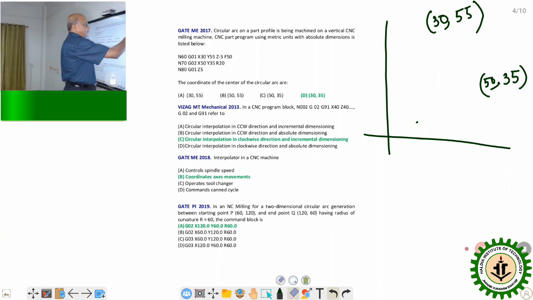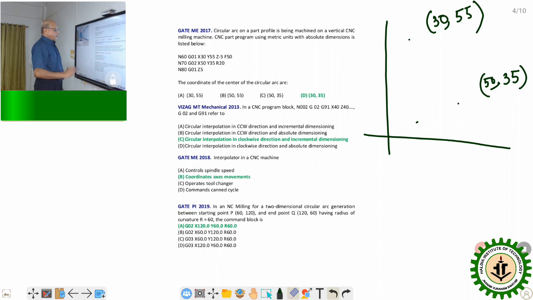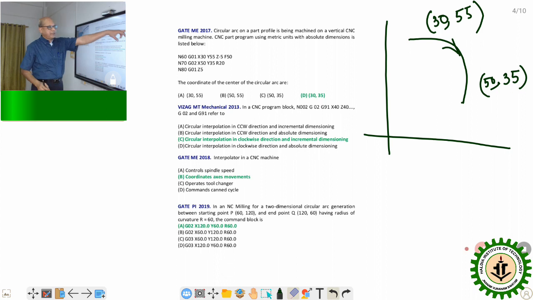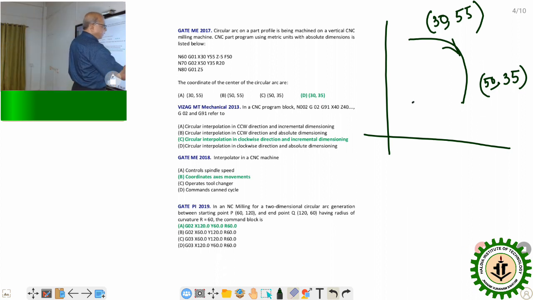So in that case, what will be the option? If the tool is supposed to move from this point to this point, option will be something like this. To draw this particular circular arc, because that is how it is possible to generate a quarter circle, that is a circular arc following clockwise interpolation. If that is so, definitely this will be the center point.